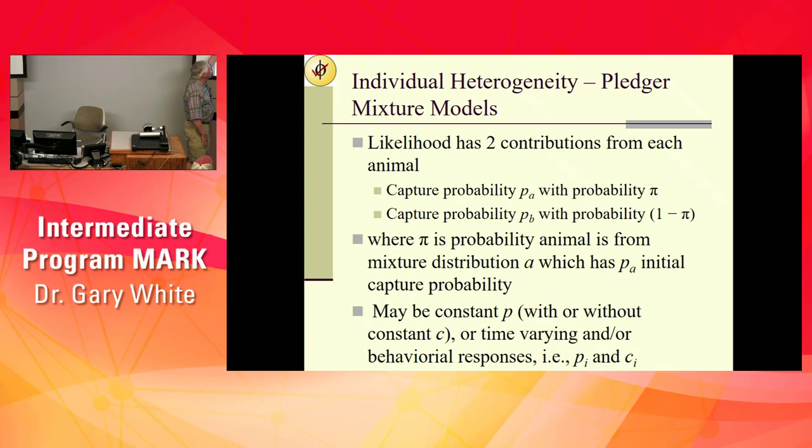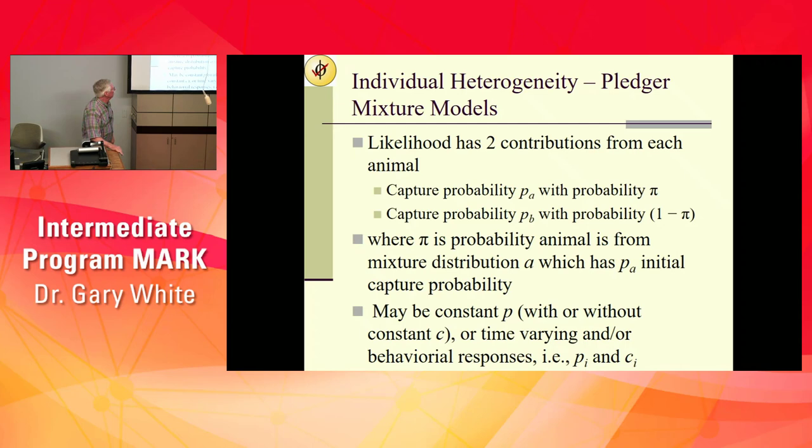Capture probability PA with pi and PB with 1 minus pi. This is just the simplest Pledger mixture model. And so we've only got three parameters.